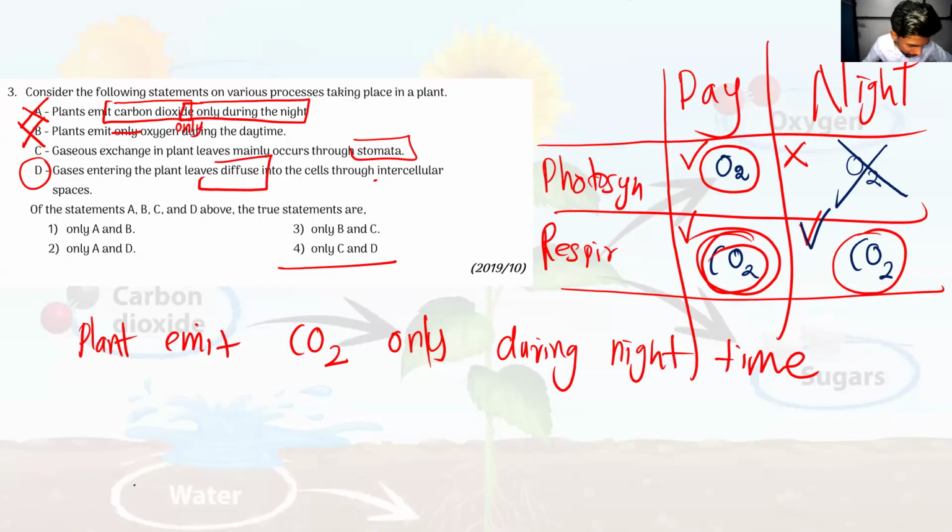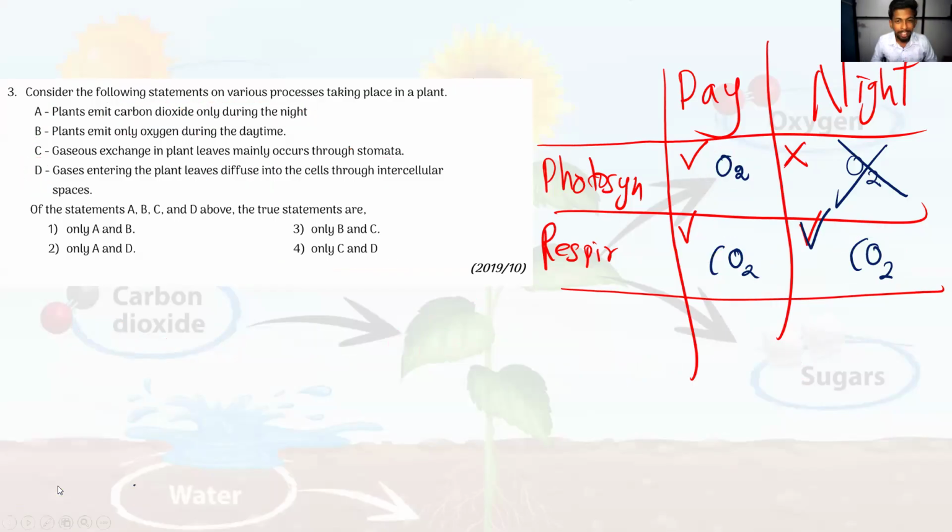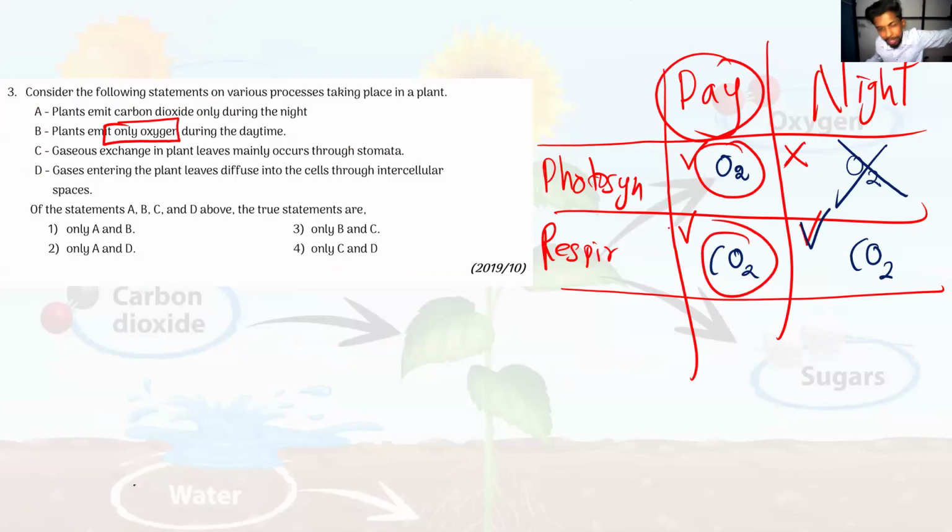Okay, wait a minute. I will explain. Most of them are asking why statement B is wrong. Look at the question here below. They are asking plant emit only oxygen during the daytime. During the daytime, they release the oxygen and also the carbon dioxide. They are releasing both of them, right? So if they were saying plant emit oxygen only during the daytime, that is correct if you cut this 'only' and put that 'only' here. Now read the question: plant emit oxygen during only daytime. Now that statement is correct.